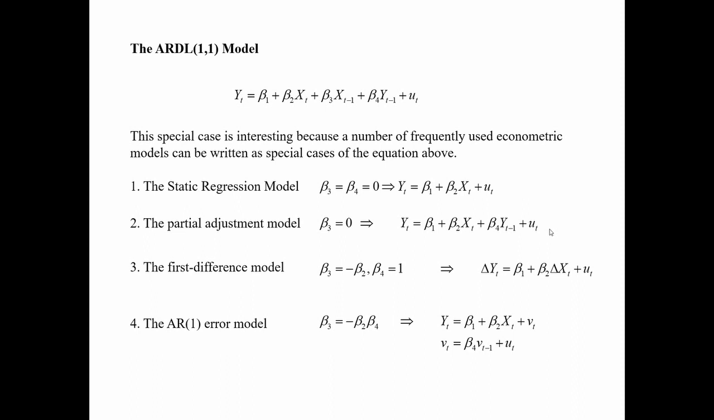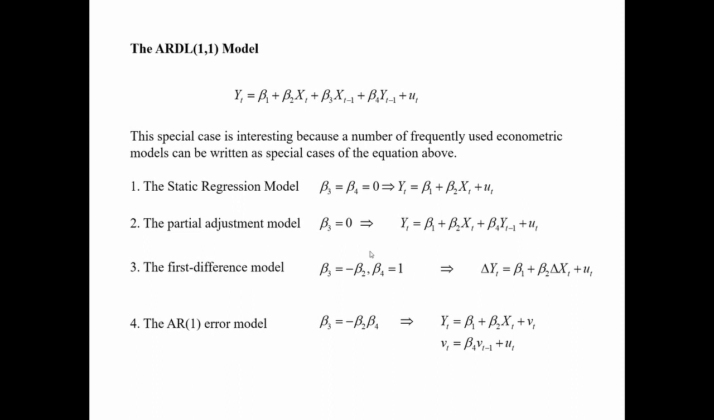Another model that we've talked about quite a bit is a model in first differences. Well, if we impose the restriction beta 3 equals minus beta 2 and the restriction beta 4 is equal to 1, then effectively this general equation could be written in the form delta yt equals beta 1 plus beta 2 delta xt plus ut. In other words, a model in first differences. Now, again, we could in principle test these restrictions. This is actually quite a tricky test, because if the null hypothesis was beta 4 equals 1, then the test statistic wouldn't have the standard distribution. But that's something we can talk about at a later date.